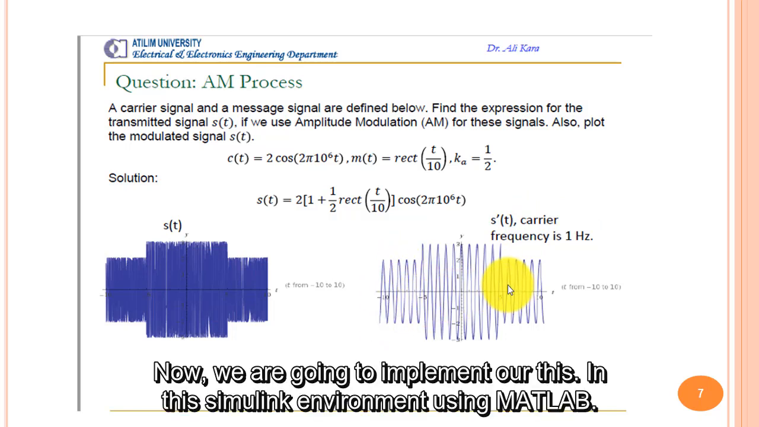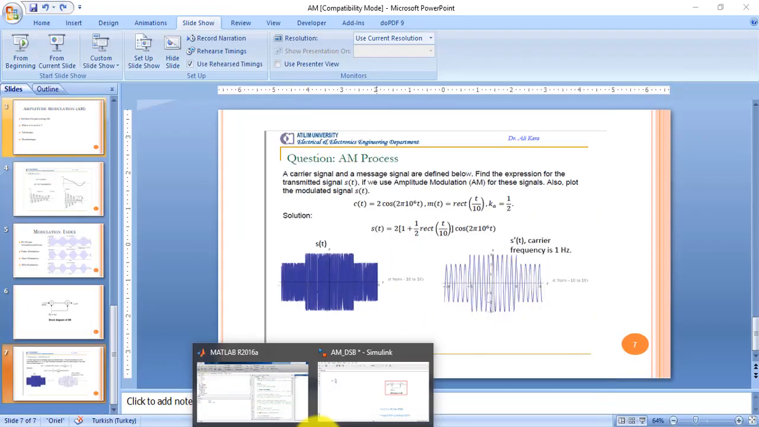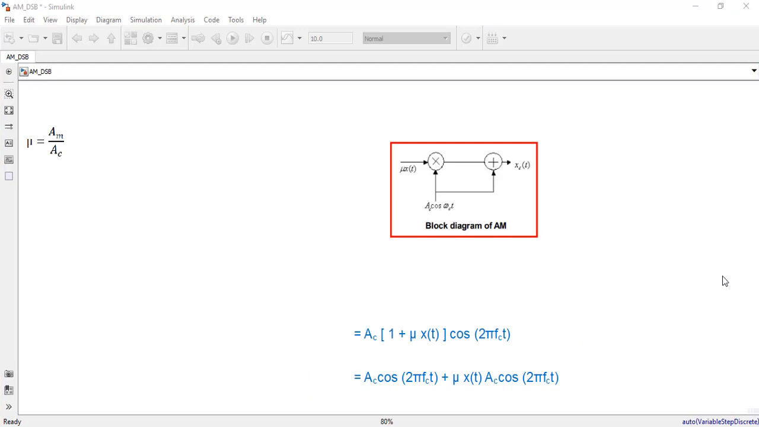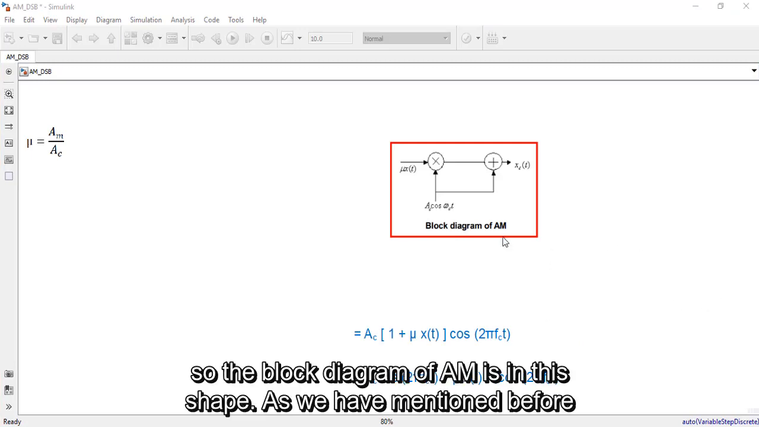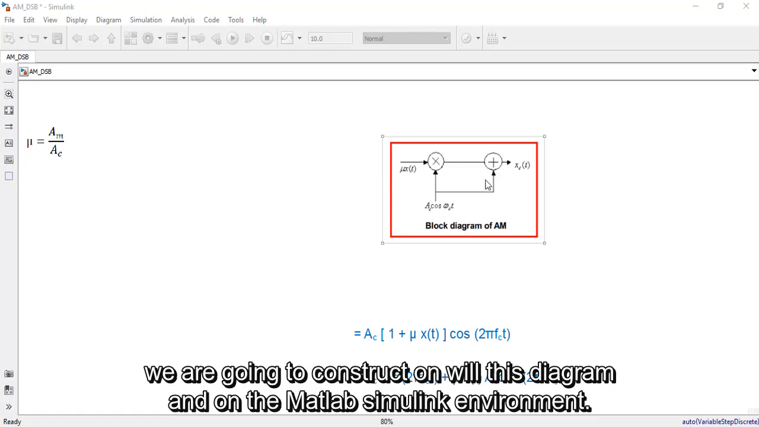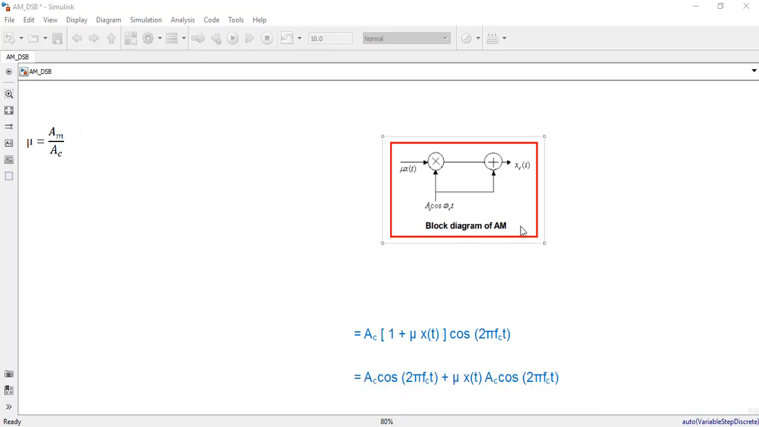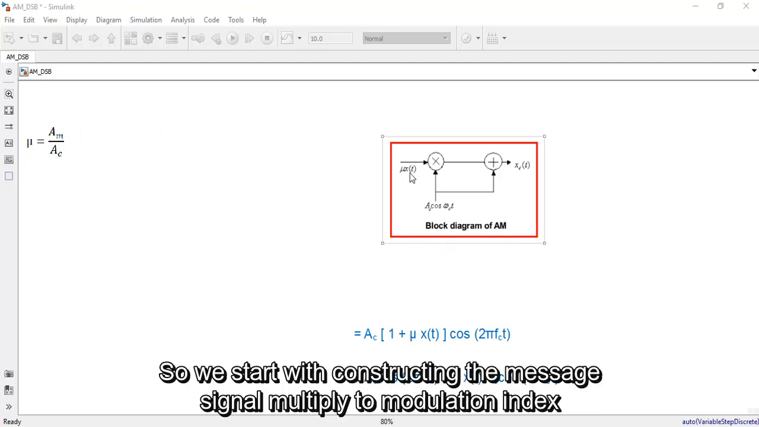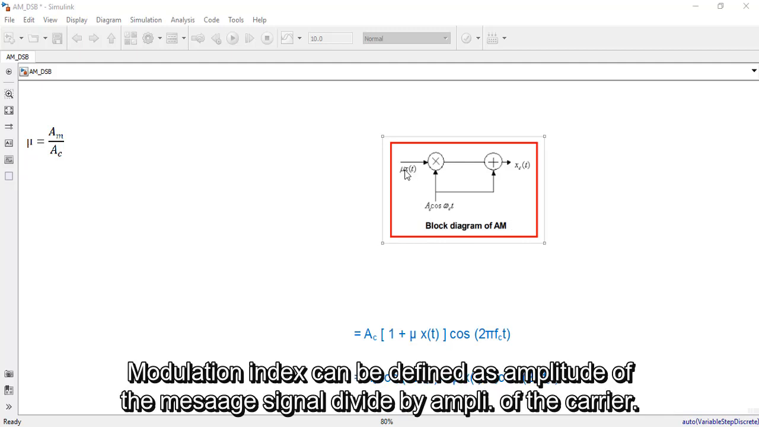Now we are going to implement all of this in the Simulink environment using MATLAB. So the block diagram of AM is in this shape, as we have mentioned before. We are going to construct and build this diagram in the MATLAB Simulink environment. We will start with constructing the message signal multiplied by the modulation index. The modulation index can be defined as the amplitude of the message signal divided by the amplitude of the carrier.